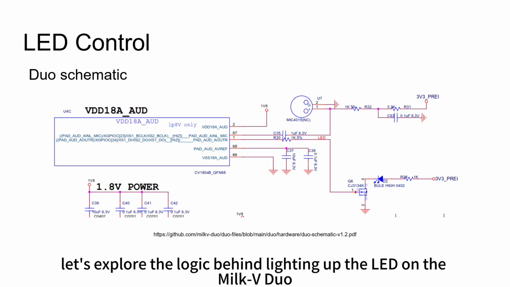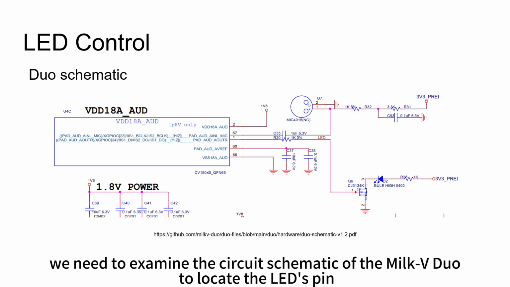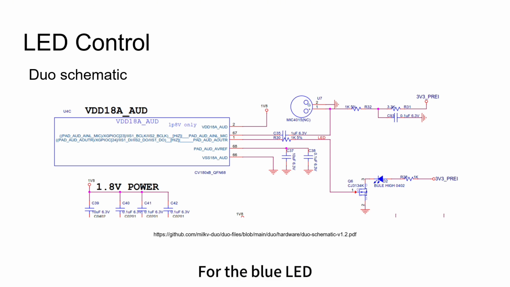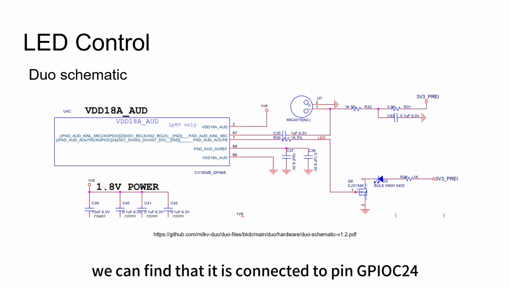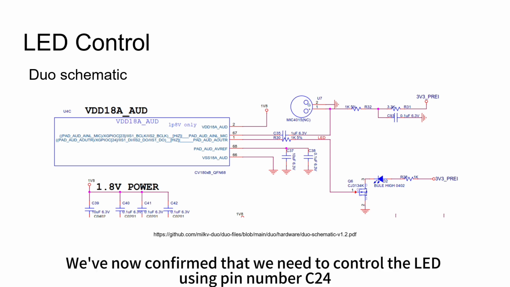Next, let's explore the logic behind lighting up the LED on the moyuefeng door. First, we need to examine the circuit schematic of the moyuefeng door to locate the LED pin. For the blue LED, we can find that it is connected to pin GPIOC24. This means that manipulating GPIOC24 will affect the LED's state. We've now confirmed that we need to control the LED using pin number C24.